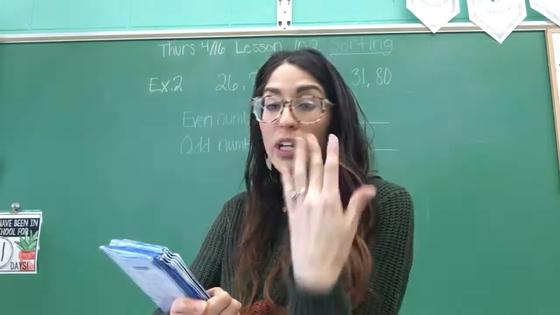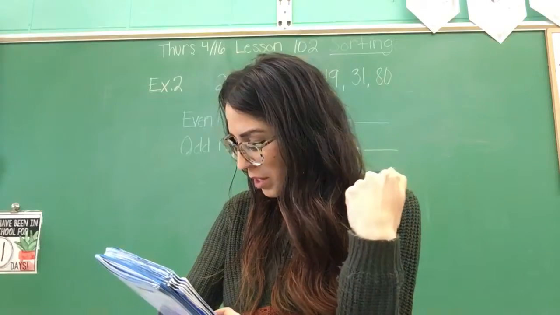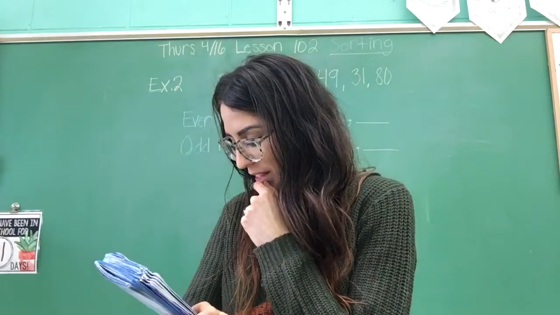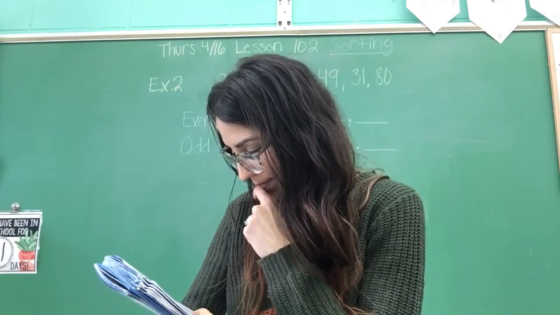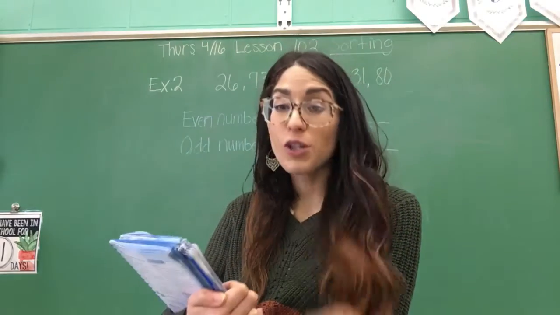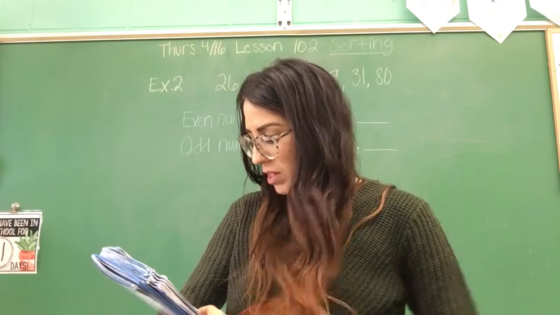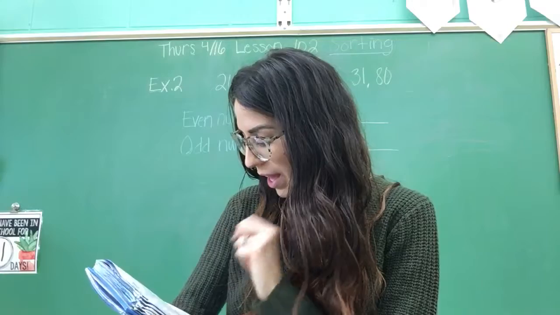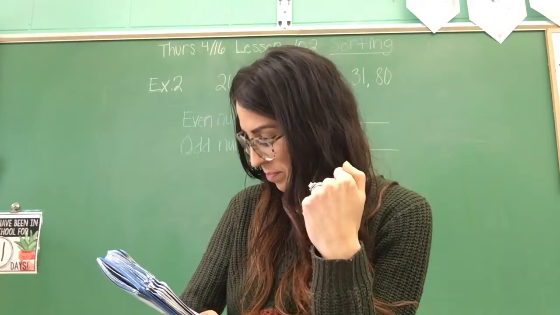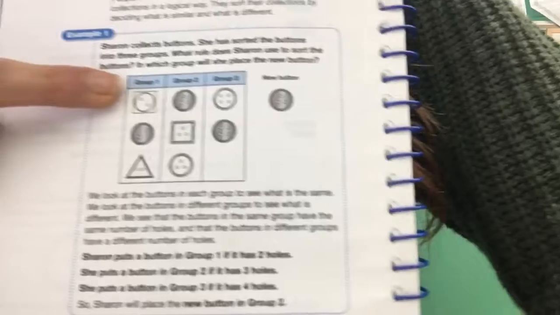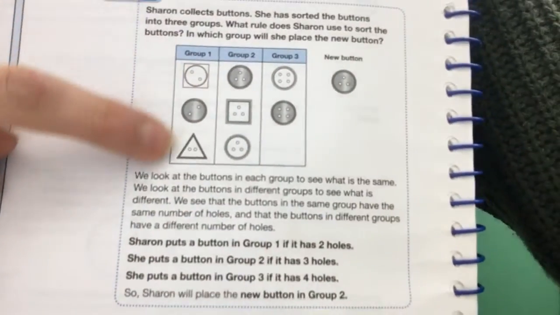Well, first of all, we need to look at all the buttons in each group to see what is the same. So let's look at them. We look at the buttons in different groups to see what is different. There's a lot of them that are different too, not only the same. So we see that the buttons in the same group have the same number of holes. So how many holes are in group 1? That's right. Sharon puts a button in group 1 if it has 2 holes. If you see group 1, they all have 2 holes.